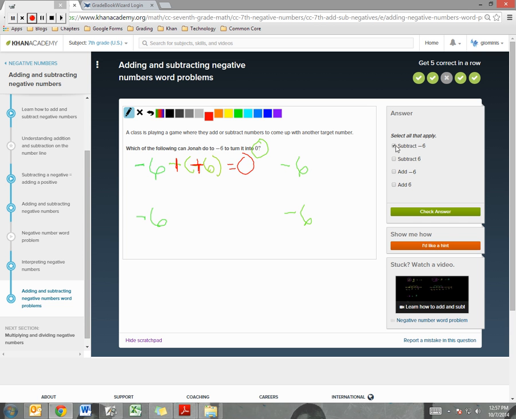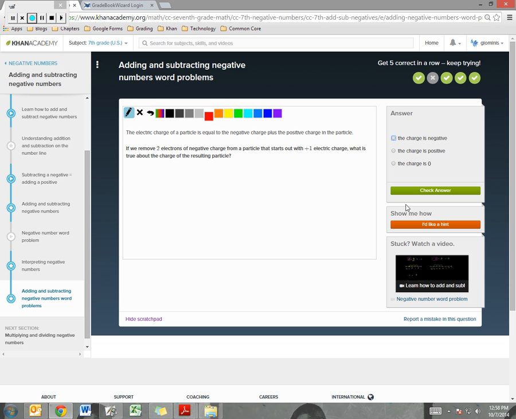So that'll work. But remember, select all that apply. Subtract 6. So that's negative 6 minus 6, or negative 6, keep, change, change, plus negative 6. That gives me negative 12. Well, we want 0. Add negative 6. So negative 6 plus negative 6. Well, look at that, that gave me negative 12. Then we got add 6. Negative 6 plus 6. Adding opposites, that gives me 0.